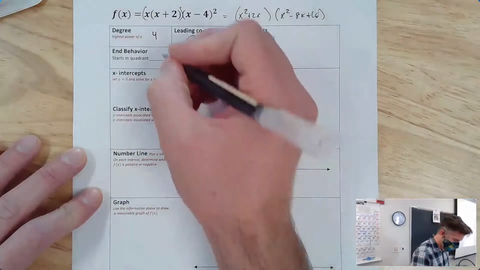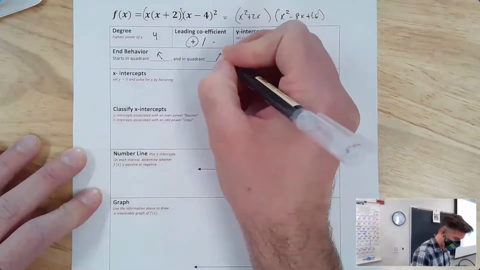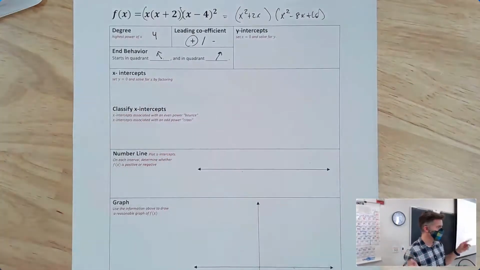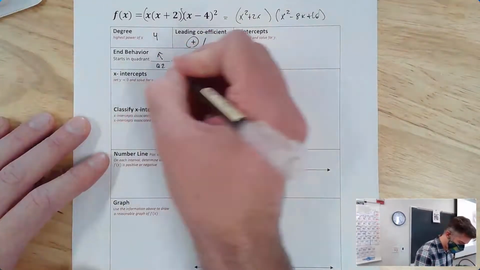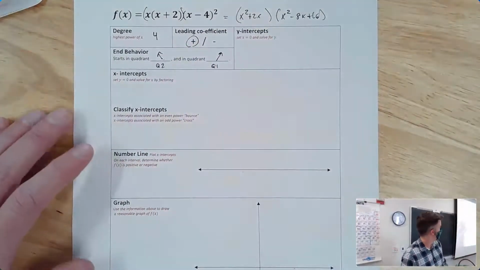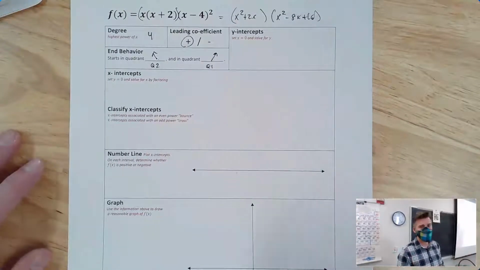We know things are going to be up on the left, up on the right, because it's an even degree, so they're the same, and it's positive, so they're up. Or you could say it starts in quadrant 2, ends in quadrant 1. Something to get used to seeing.